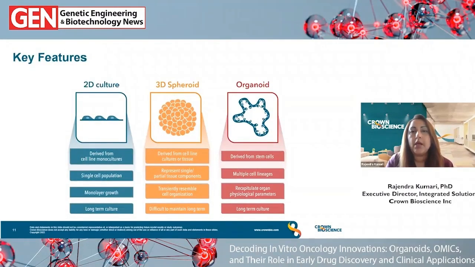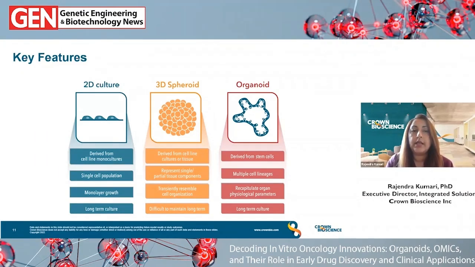So some of the key practical features are summarized here. So the 2D cultures, which, as I mentioned, are very widely used as they're easy to set up. They're derived from monolayer cultures, and their application is actually very versatile. They are flat, with 50% of the surface area being in contact with plastic, and they're typically a single cell population. But the advantage is that you can actually expand, and you can manipulate and cryopreserve and bank these models.